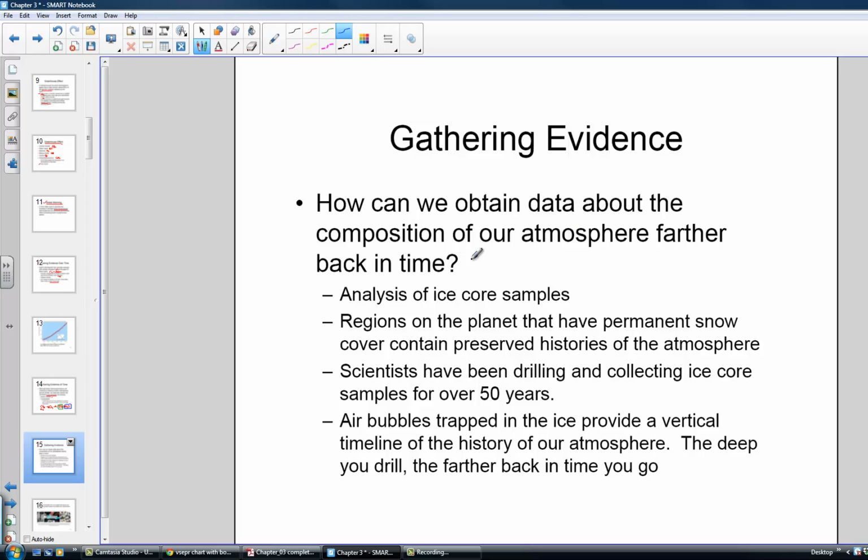So what do we do to obtain data about the composition of our atmosphere back in time? And this is a secret: they take ice core samples. Regions of the planet that have permanent snow cover contain preserved histories of the atmosphere. We have been drilling and collecting ice core samples for over 50 years. What happens is that when we drill out and get this big sample of ice, and literally it's a core, it's a machine that just drills down, drills it back out, and out comes a solid core of ice.